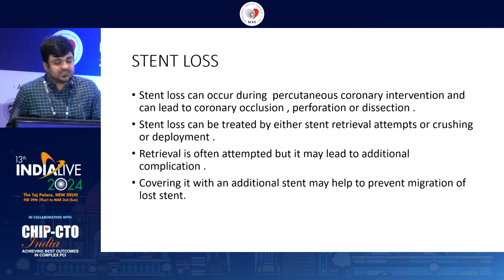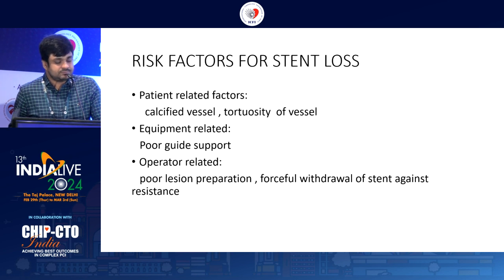So stent loss can occur during PTCA. It can lead to coronary occlusion, perforation, or dissection. Stent loss can be treated with retrieval of the stent, and crushing or deployment of the stent. Retrieval is often attempted, but it can lead to additional complications of perforation, dissection, and acute vessel closure. Covering it with another stent may help to prevent migration of the lost stent.